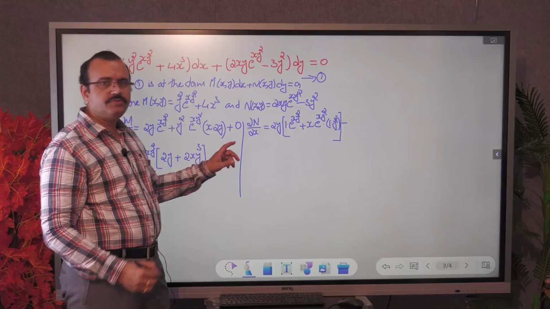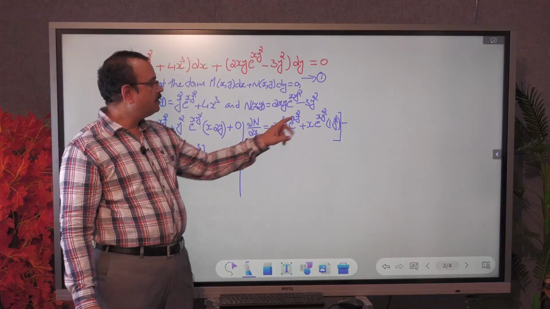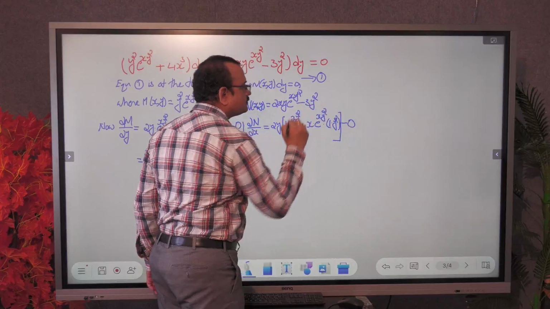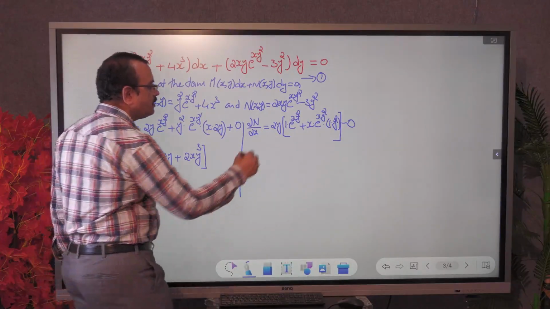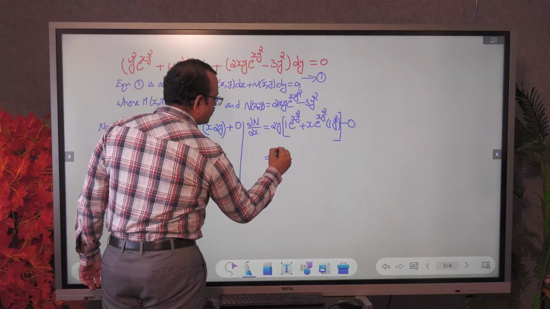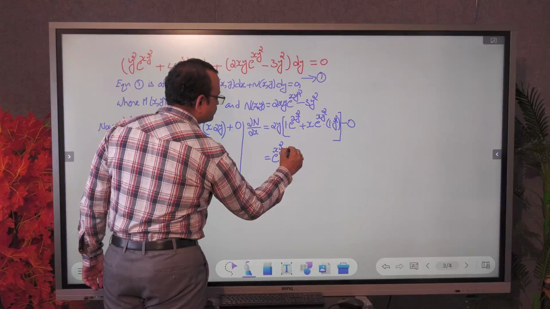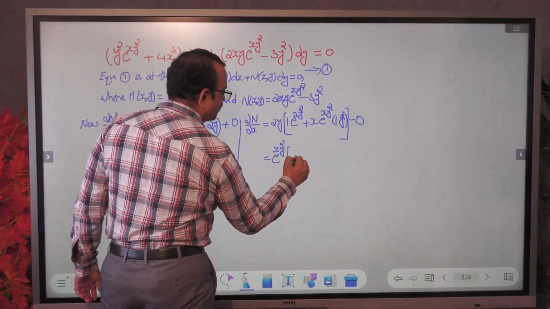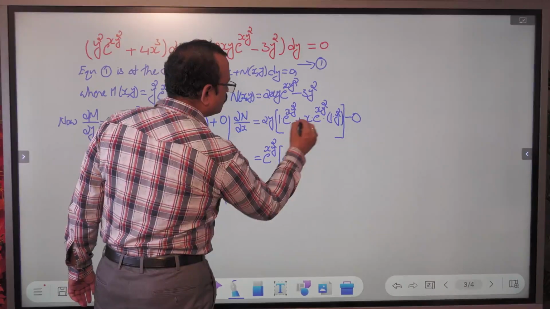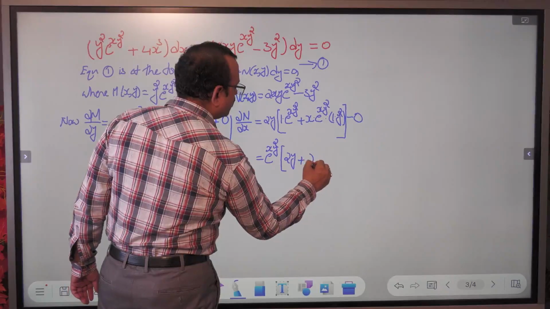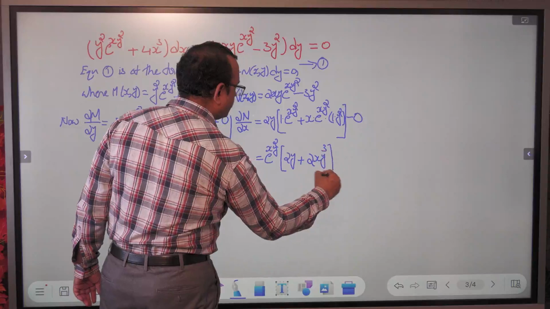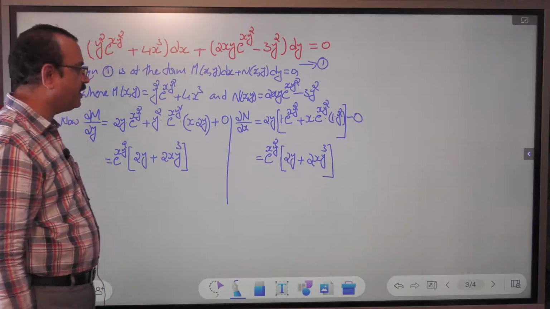Now minus, we are partially differentiating with respect to x, so y is a constant, which means the 3y² term is a constant, and its derivative is 0. Here also you can take e^(xy²) as common. If you take e^(xy²) as common, what remains? 2y, plus 2y into xy², which means 2x y³. So we have 2y plus 2xy³.